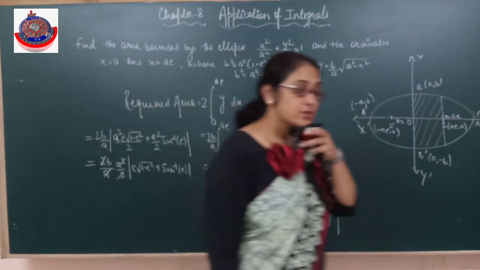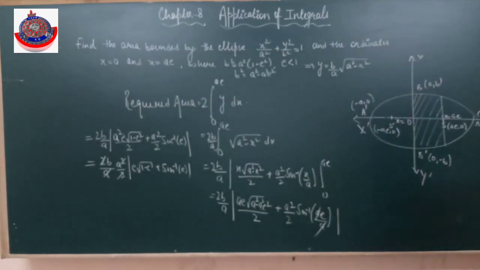Is it clear? So you have to be careful. First of all, if two curves are given, you should find out the point of intersection. Make a rough sketch of it. See the required area and accordingly you have to solve it.